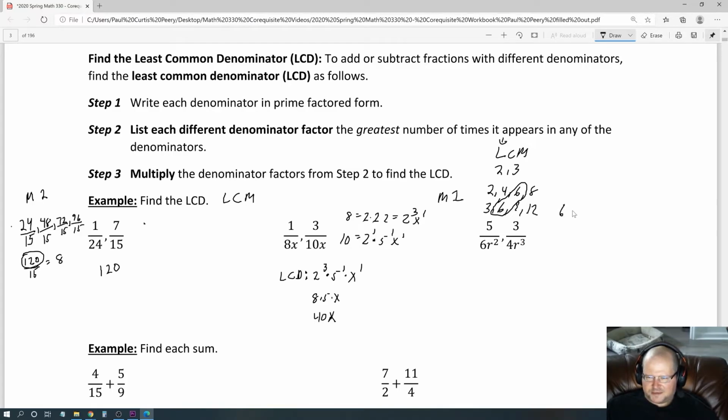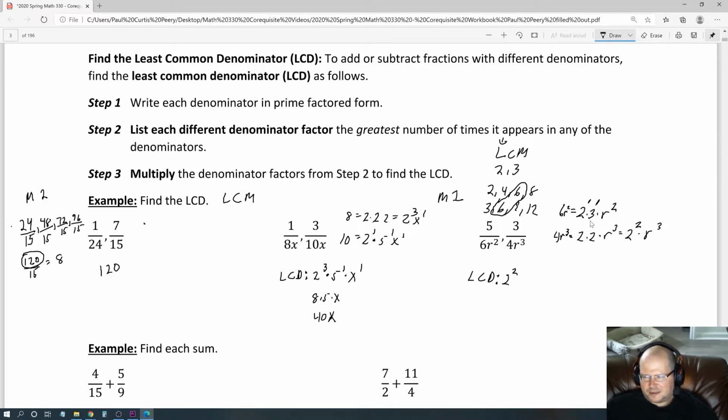So the prime factorization of 6 is 2 times 3, and then this one actually has an r to the second power. Prime factorization of 4, should probably put the rest in there, right? R squared, r to the third, is going to be 2 times 2 times r to the third power, or 2 squared times r to the third power. So if we're looking for the least common denominator, we're going to include each element to the highest power. So we have a 2 to the first power on top, and we have a 2 to the second power on the bottom.